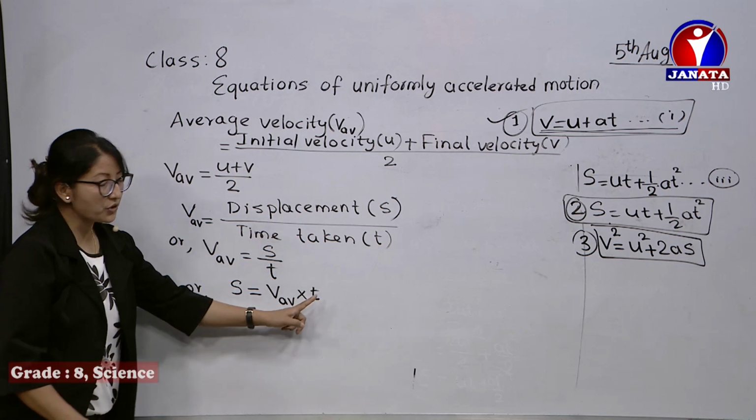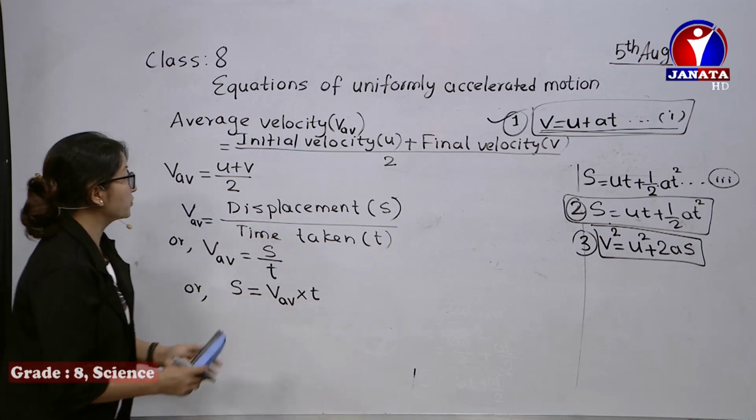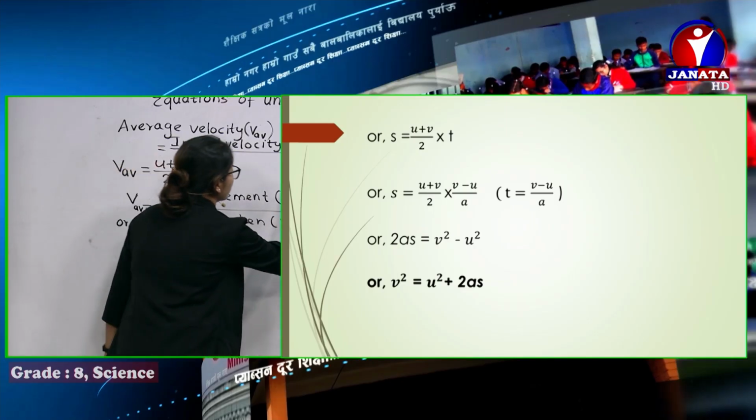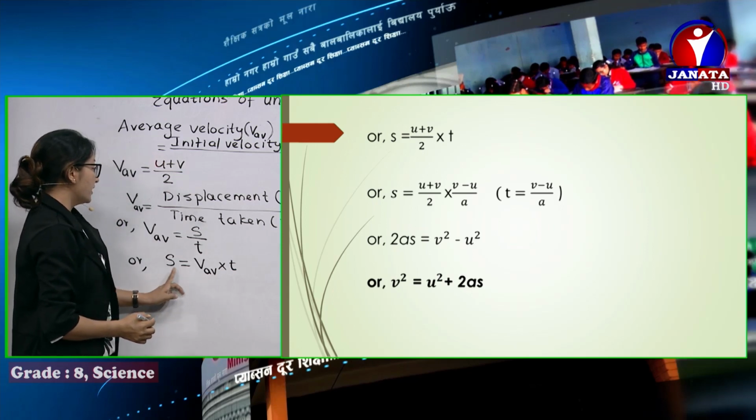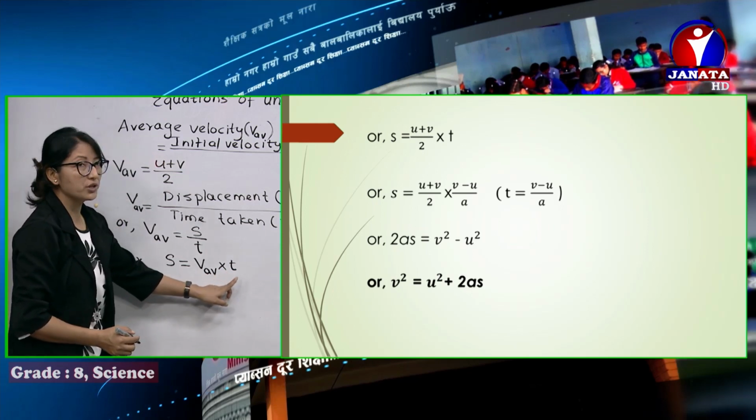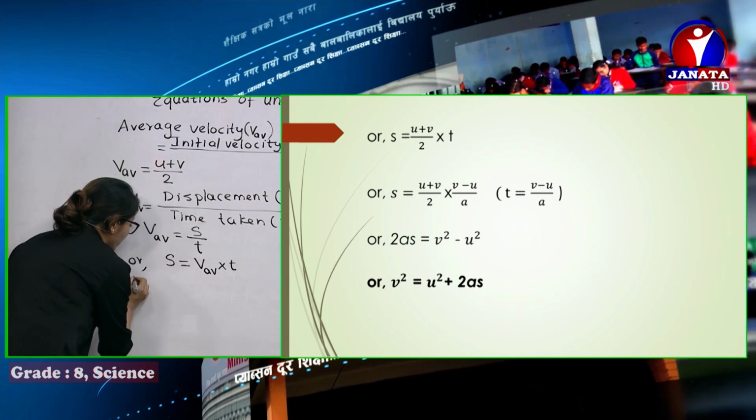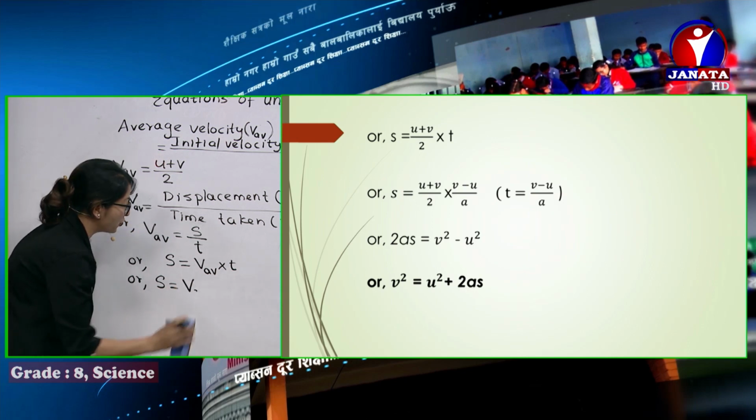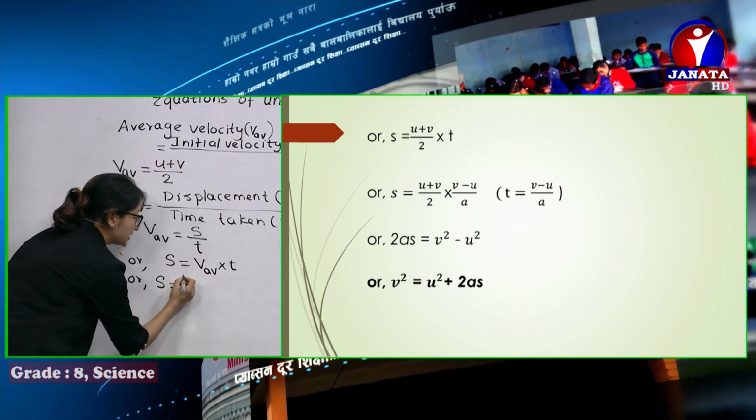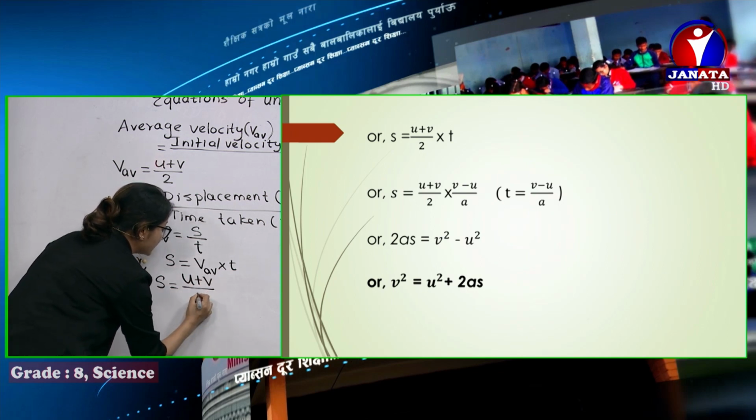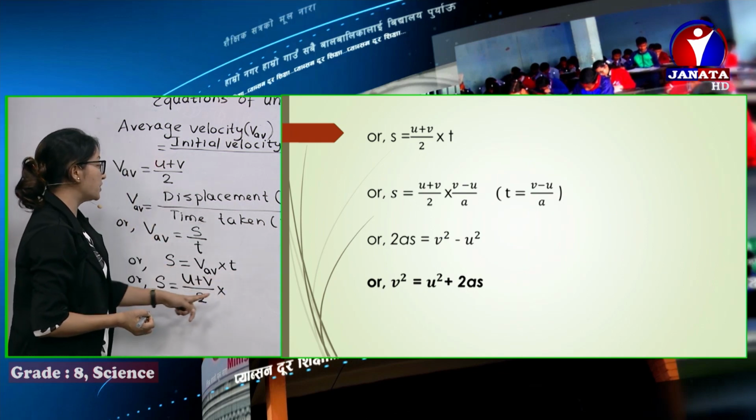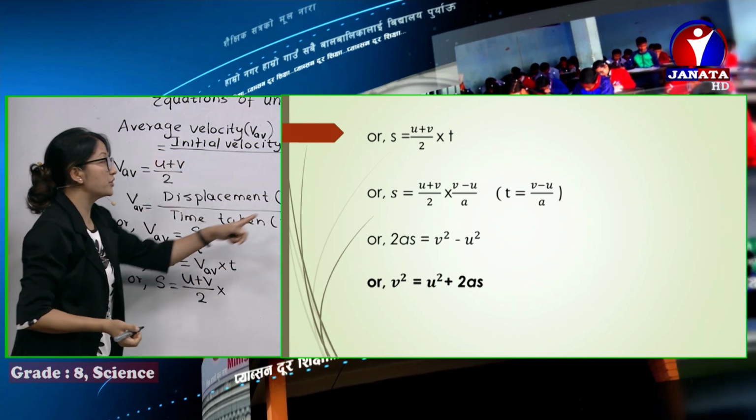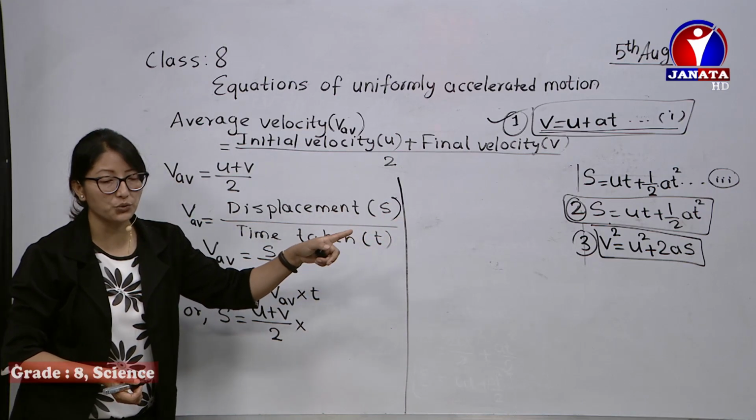So what you have next is, I'll solve this one again this side. So if I use this side, we have here s equals VAV into t. The value of VAV, or average velocity, is (u plus v) by 2 into t. Now t, see previously we kept this value, v's value, as u plus at. Now we are going to derive v square equals u square plus 2as, the third equation of motion.